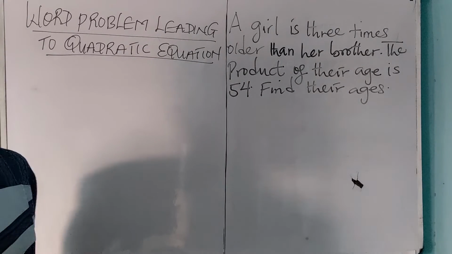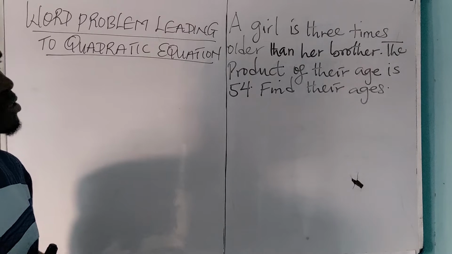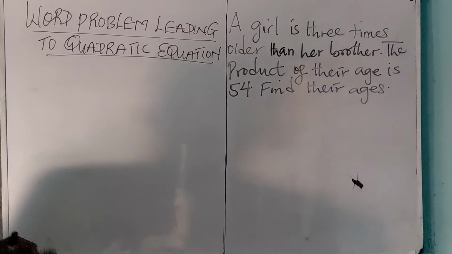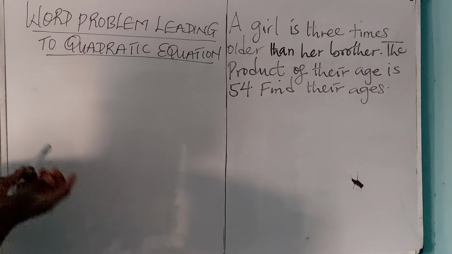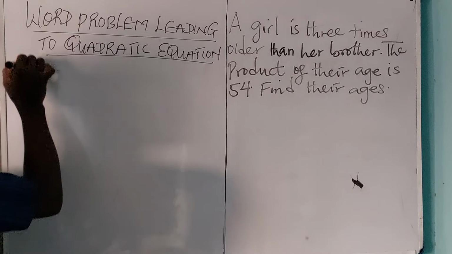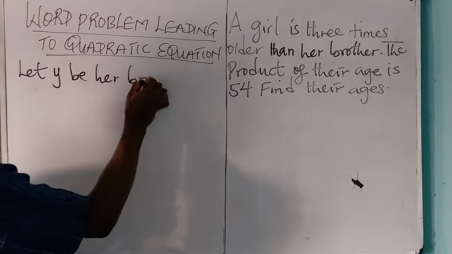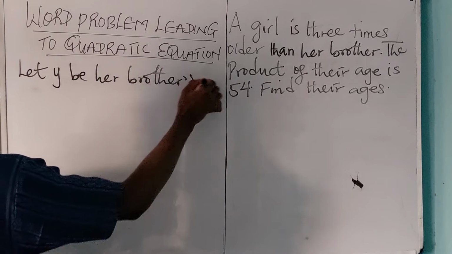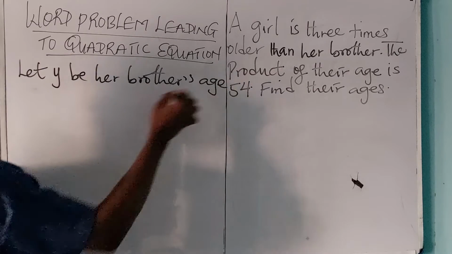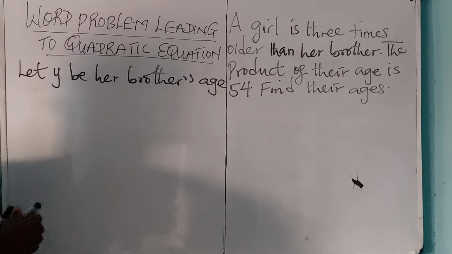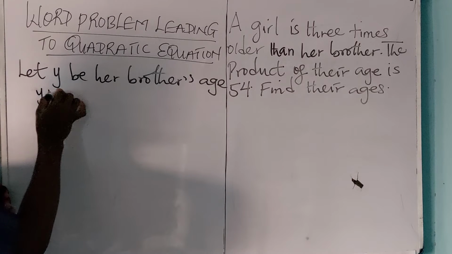We can use any alphabet to denote a brother's age. So let y be her brother's age. You can use any alphabet, you can use x, you can use z, you can use h, whichever one you wish to use. Now they say 3 times older than her brother, which means plus 3.